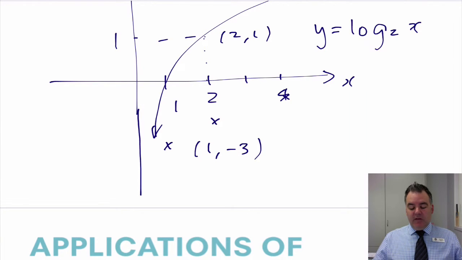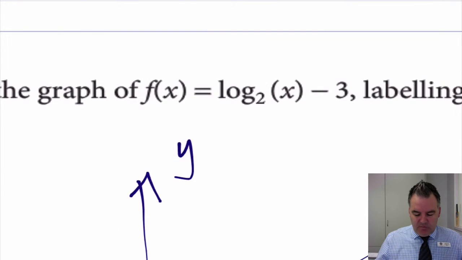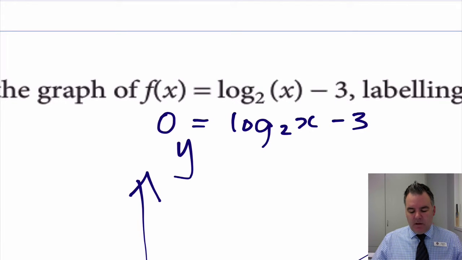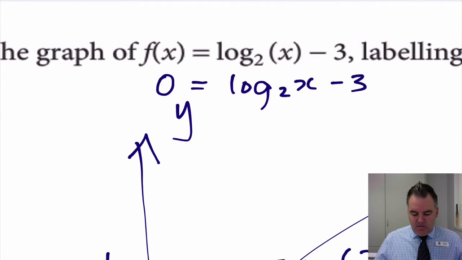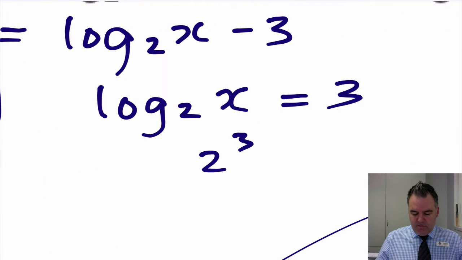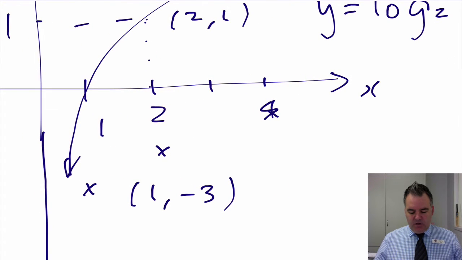Now the other thing you might want to look at is the x-intercept. That's where it goes through the x-axis, which is when y is equal to 0. So if we look back at our original equation, this is what we want to find out. What is the x-intercept? If I add 3 to both sides, I get log base 2 of x is equal to 3. Then 2 to the power of 3 is equal to x. So x is equal to 8. So the x-intercept is 8, and that would be another good thing that you could put on this diagram.